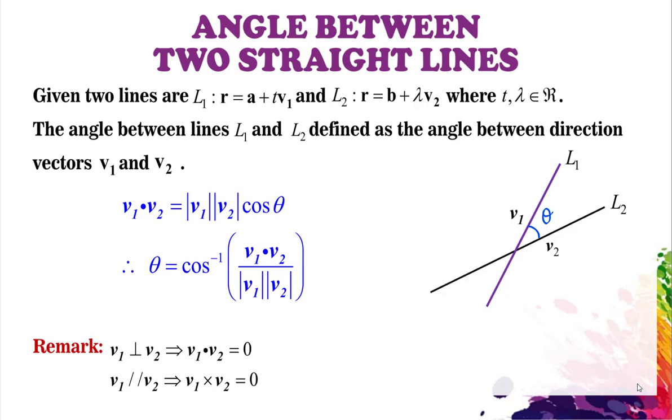So there is a remark there. When v1 is perpendicular to v2, we have v1 dot v2 equal to 0. And if v1 is parallel to v2, we have v1 cross v2 equal to 0.